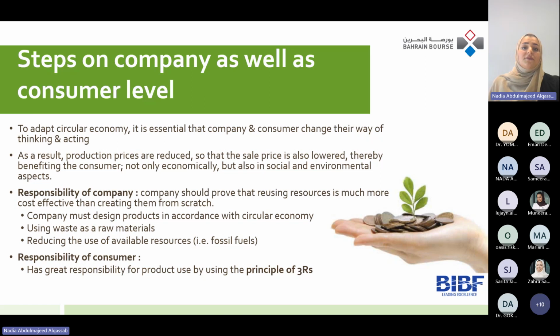What do companies have to do? They have to redesign the products. They have to use the waste as raw materials, and they have to use the available resources, okay? But the available resources, the fossil fuels, there are many discussions out there that they're trying to find ways to replace these fossil fuels with biofuels, okay? Now, the responsibility of consumers: we have to have more responsibility when it comes to the 3 Rs.